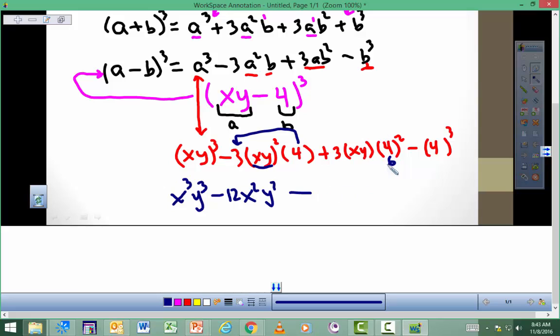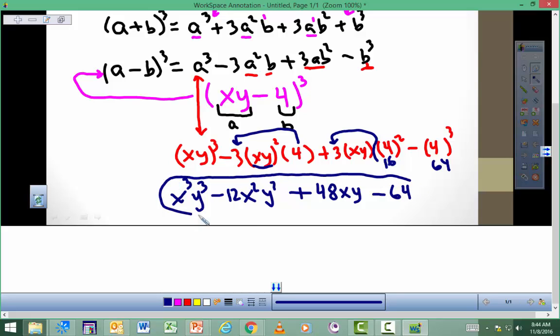4 squared is 16. And so I'm going to multiply this 16 times the 3 out in front here. And that gives me 48. So this is plus 48. Okay. And then I have also an xy sitting right there. And then finally this one is 4 cubed. Well, that's 64. So then I have minus 64. Now that's our answer that we came up with using the pattern.